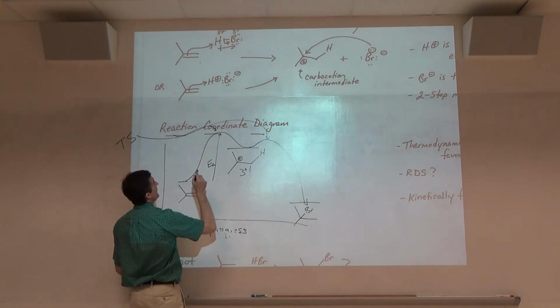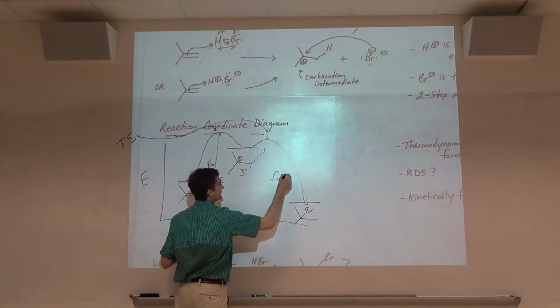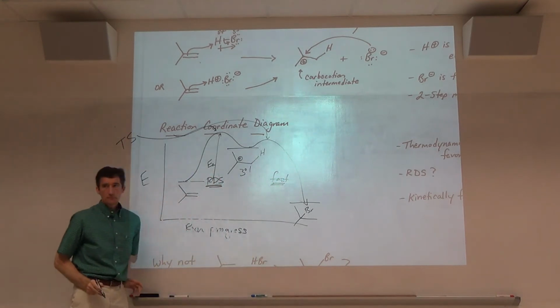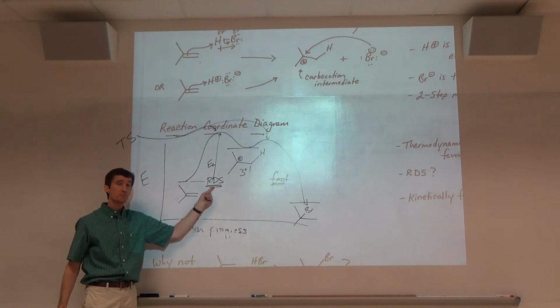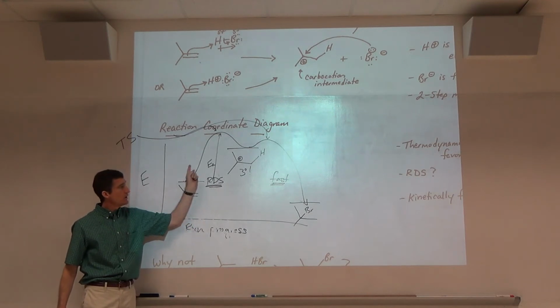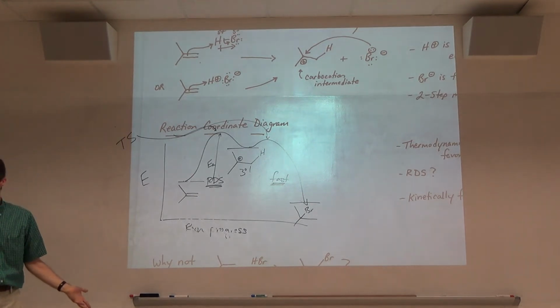Okay? First one's your rate determining step. We call this step over here fast. Rate will depend on this first step. So if you wanted to speed this reaction up, which step would you focus on? First step. Speeding up the fast step isn't going to matter. Your bottleneck is at the first step. You're wasting your time speeding up the fast step. Right?